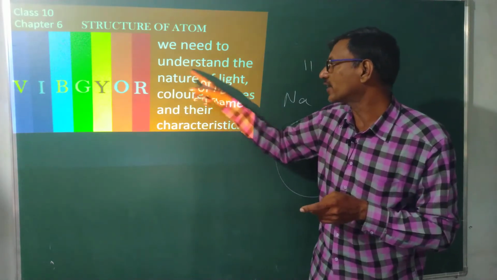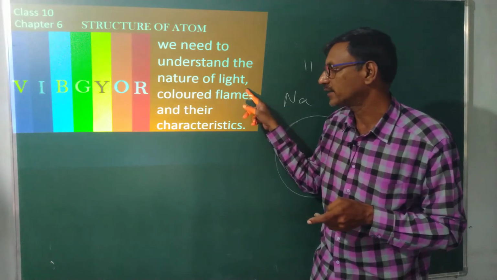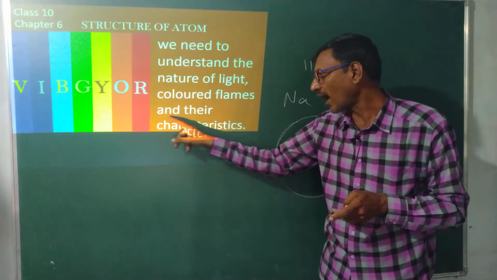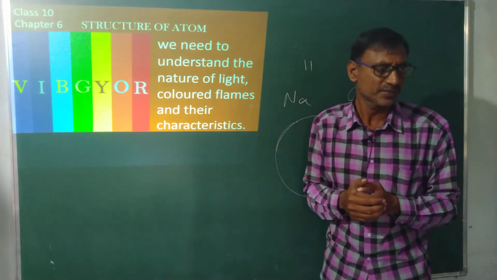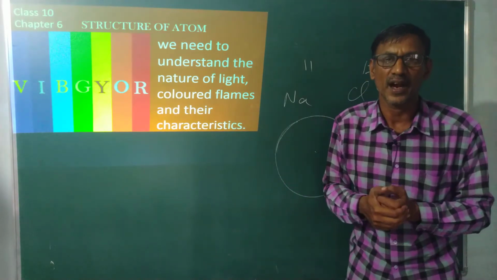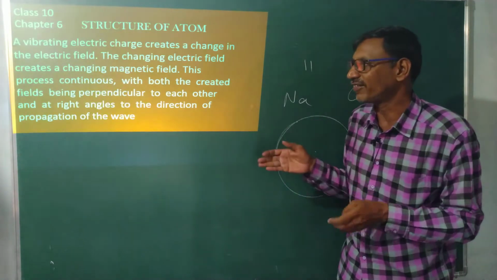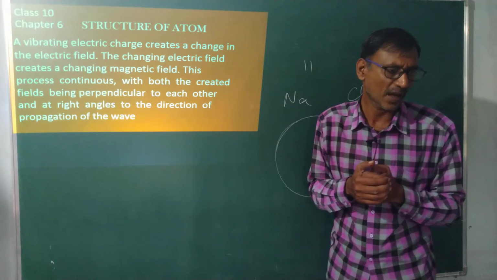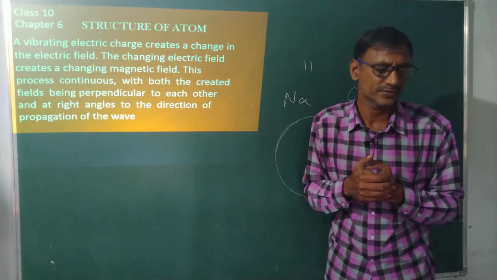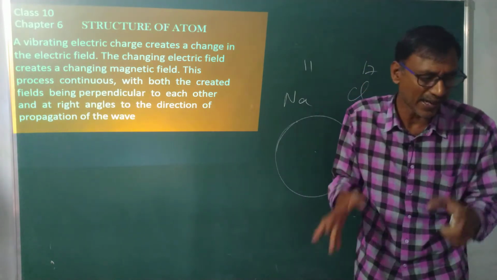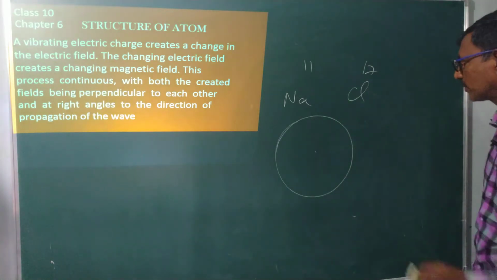We need to understand the nature of light, color frames and their characteristics. These things help us to understand atomic structure. We are given a very small idea about the electromagnetic wave. Even I will try with some examples.